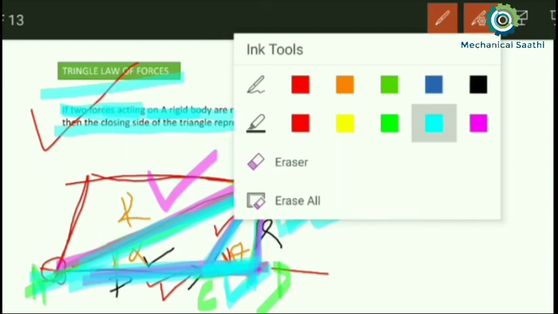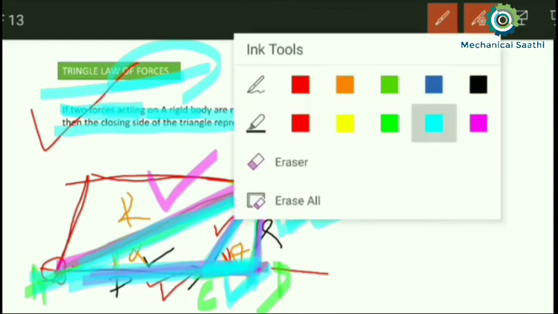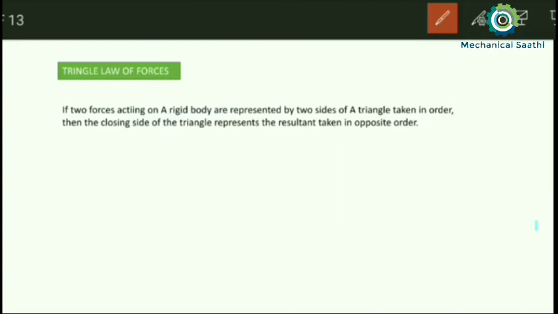So these laws are not only valid for forces, they may be valid for any vectors, okay. These are vector laws actually. So the next law is the law of polygon, okay.